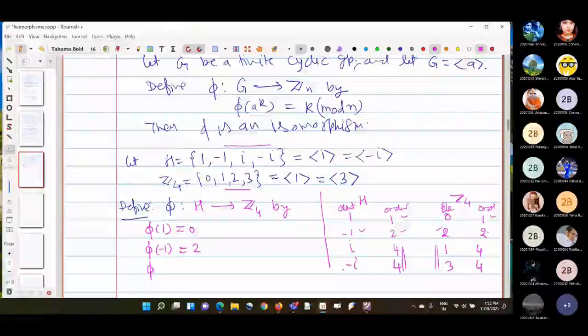Yes, sir. It has no choice, because if there were more than one element of order 2, then there may be some choices. But because there is only one element of order 2, there is only one choice. So what about iota? Phi of I should be mapped. There may be two choices, either it may be mapped onto 1 or 3.